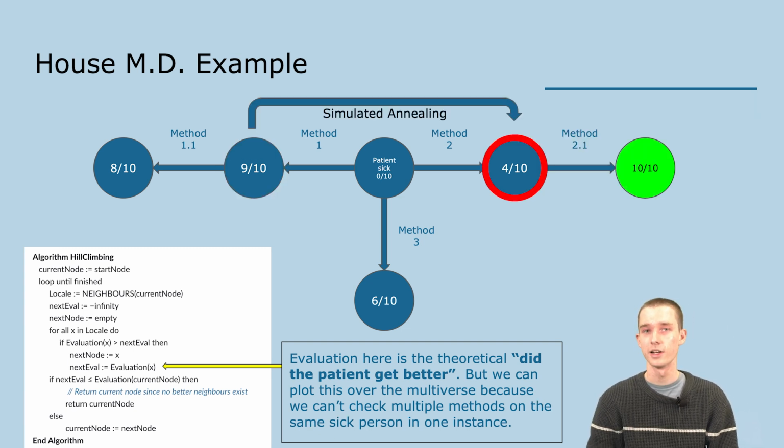So as said, we need to do some simulated annealing and shift around to get that to work. So we'll try another neighbor that was seemingly worse, which is a 4 out of 10. And then when we explore the neighbors of 4 out of 10, we see that there was a 10 out of 10 option next to that as well. So then we would have reached the global maxima and our problem is solved.